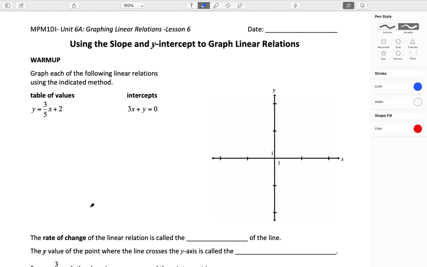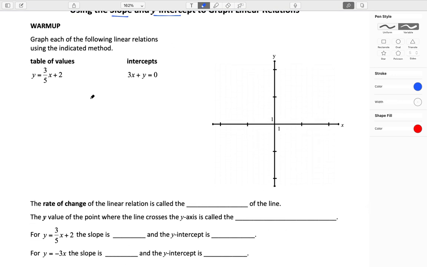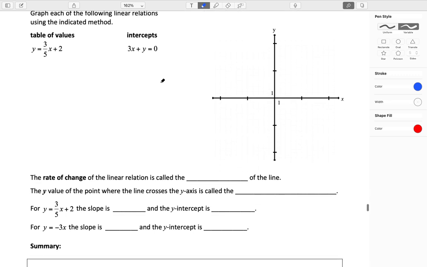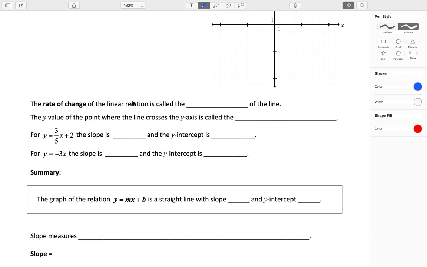Now let's take a look at lesson number 6. Now we're using the slope and y-intercept to graph a linear relation. We've done this before. This is just a warm-up, but let's go over the rate of change first. The rate of change of a linear relation is called the slope of a line. They mean the same thing.